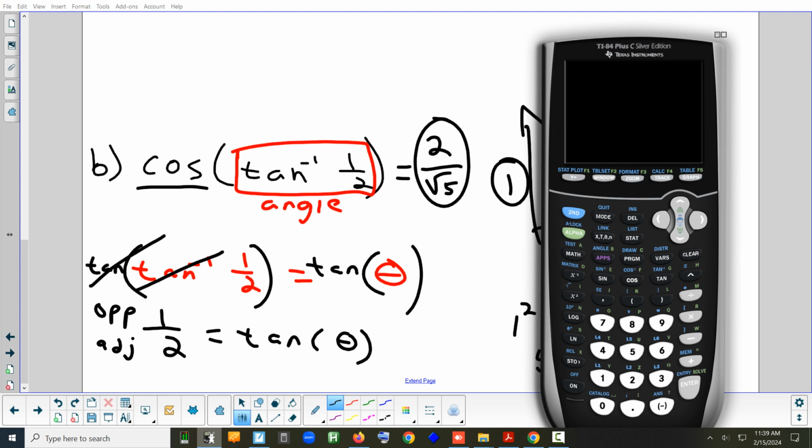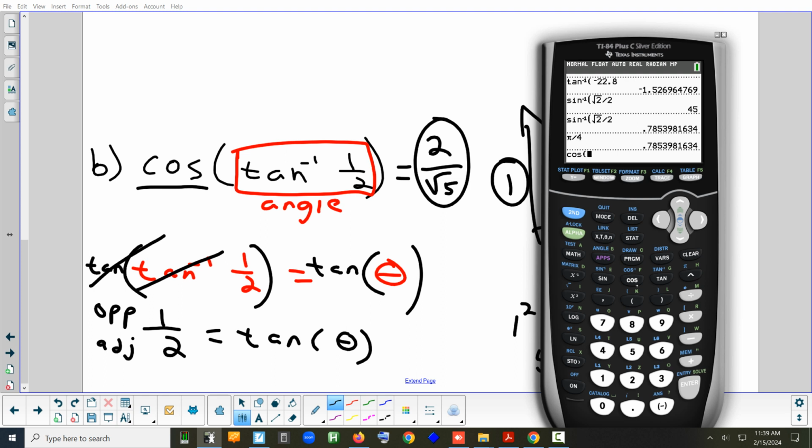And let's check it. Take the cosine of the inverse tangent of a half. And now type in 2 divided by square root 5. Now I messed it up. Same thing. So we figured out what it is.